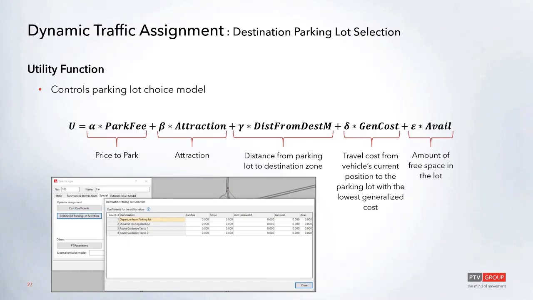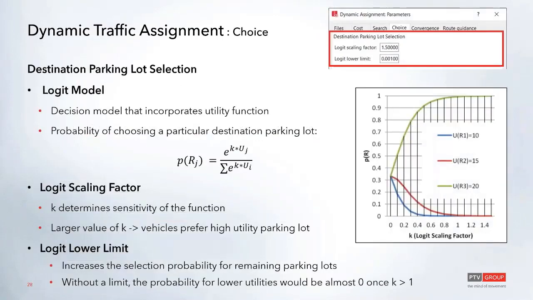And then each of these also has a coefficient associated with it, and these are also set up within the vehicle types. In this case, you'll just look at that destination parking lot selection, and this is where you can set up the different values for those coefficients. Then this utility function will get applied in a logit model. This is where the probability comes in of choosing one of those particular parking lot destinations.